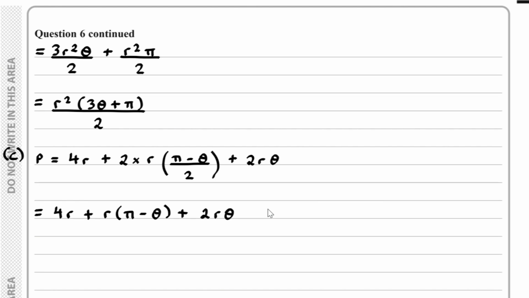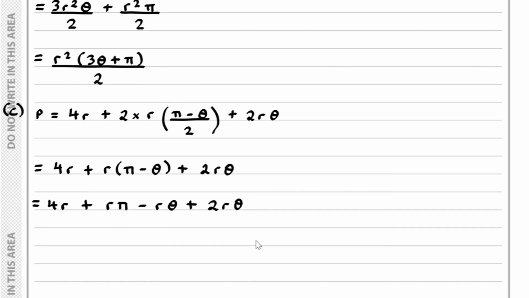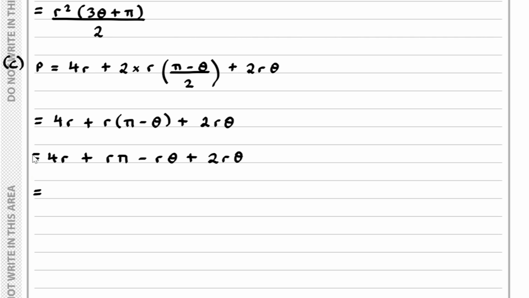We now need to simplify all of this. We have 4r plus r pi minus r theta plus 2r theta, which is equal to 4r plus r pi plus r theta, and then factorising out an r, we have r lots of 4 plus pi plus theta. So this is what the perimeter is equal to.